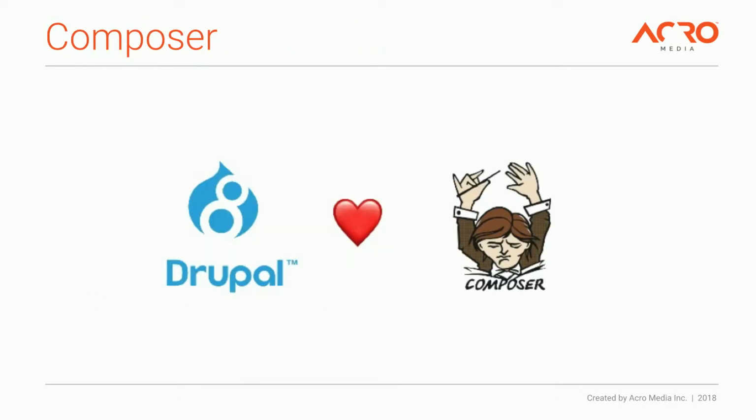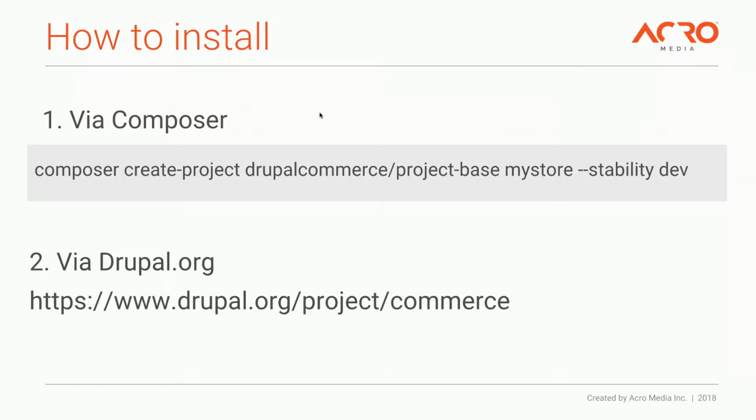With these improvements in Drupal 8, we have Composer. It's very easy to install. If you have knowledge of working with Composer, you just run a terminal command and you have all the dependencies for Drupal Commerce and the latest Drupal 8 version. So let me explain it. Just open your terminal and run Composer.